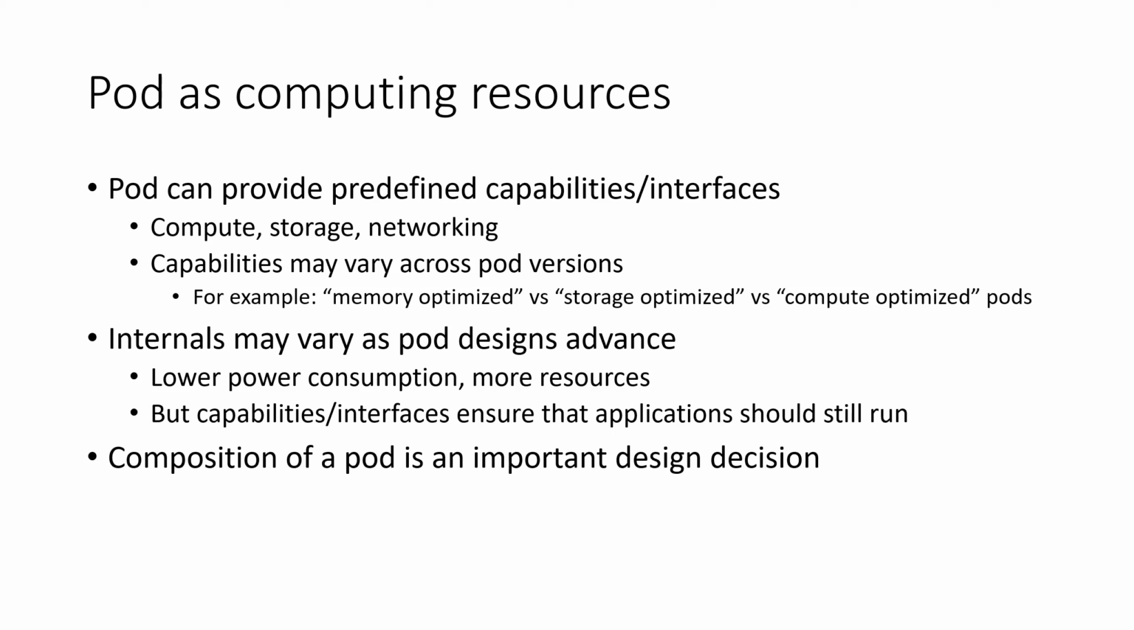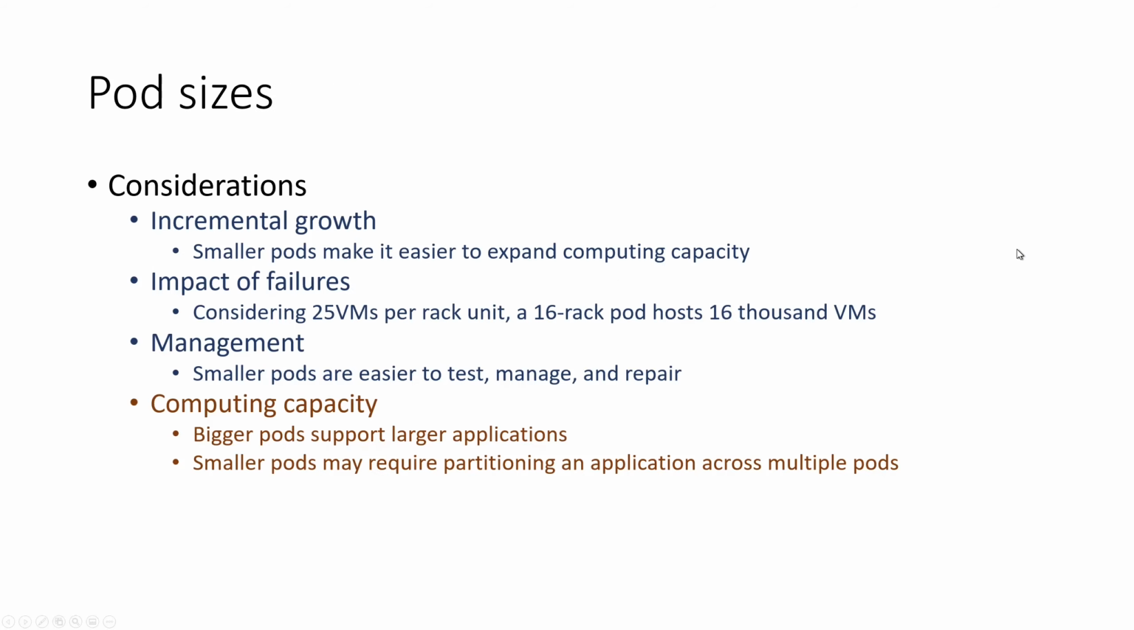And of course, what goes in a pod is a very important design decision. How much disk space we should have, how much bandwidth in the internal network we should have. So designers need to think about what applications will run and what capabilities we should add to a pod. Pod sizes vary significantly, and there are some considerations that go into deciding how big pods should be. So in blue here we have considerations that motivate smaller pods, and in red considerations that motivate larger pods.